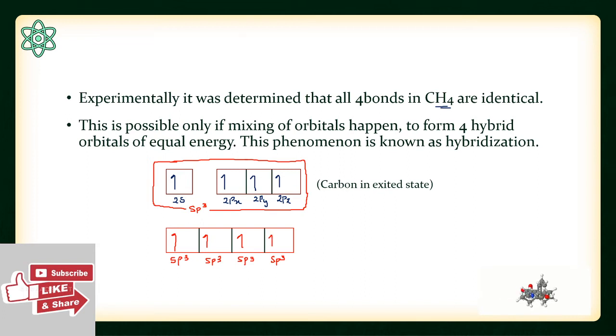Now the 1s orbital of the four hydrogens will come and overlap, and you can clearly see that these four are identical to each other, and therefore the four bonds are identical. So experimentally it was determined that four bonds are identical, and this was explained by the concept of hybridization.